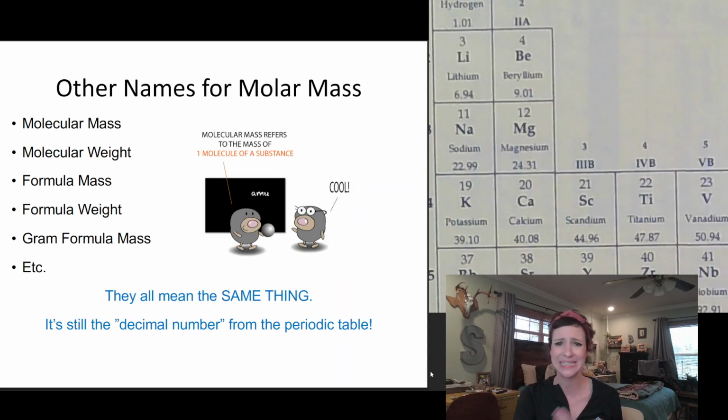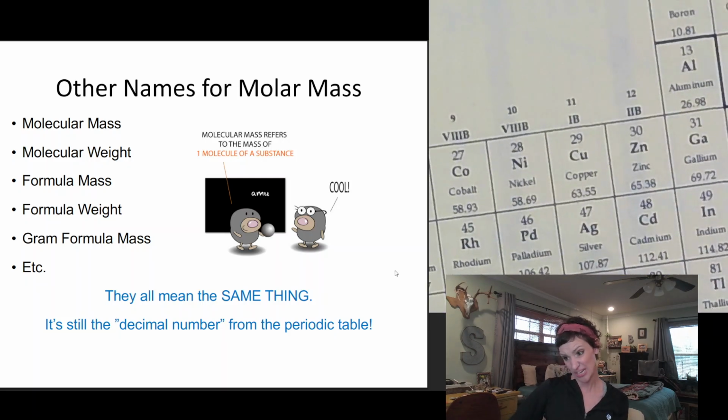Okay. You may see some other names for molar mass. You may see something called molecular mass. That's still molar mass. Or molecular weight, or formula mass, or formula weight, or gram formula mass. We will typically in our class, since I like repetition and things to not be confusing, say molar mass for everything. But I did want to bring this up because you can also tell what the molar mass is of something that's not just an element of the periodic table.